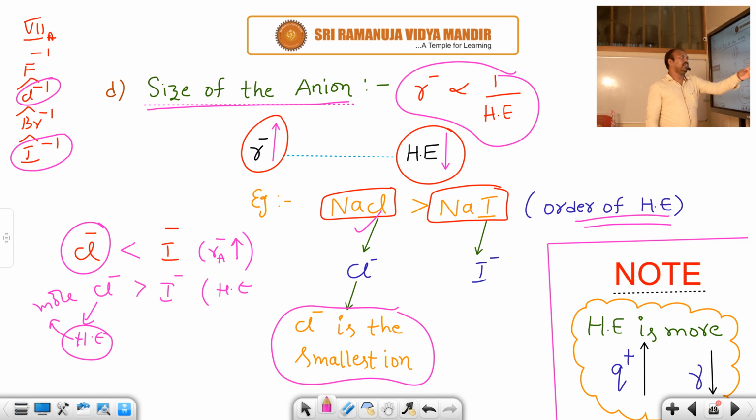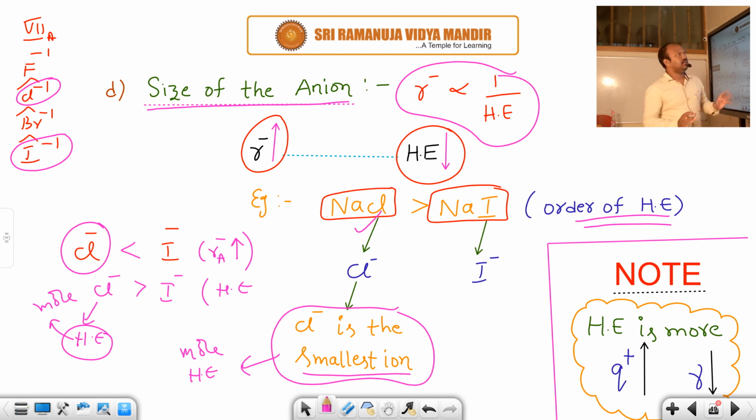In sodium chloride, compared with the iodide ion, the chloride ion size is very small. That means the anion size is less, then what will happen? Hydration energy is more. That's why for the smallest ion, hydration energy is more. Students, have you understood or not?